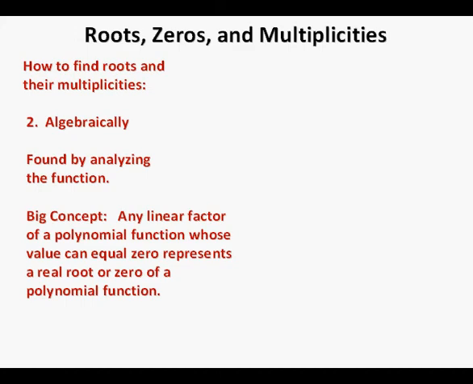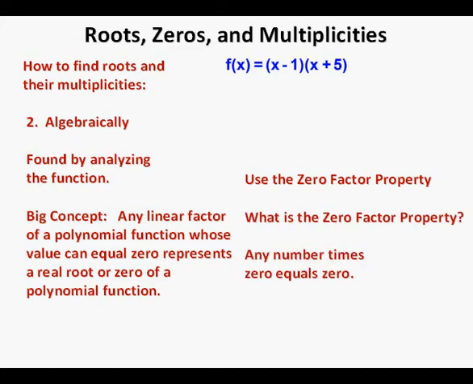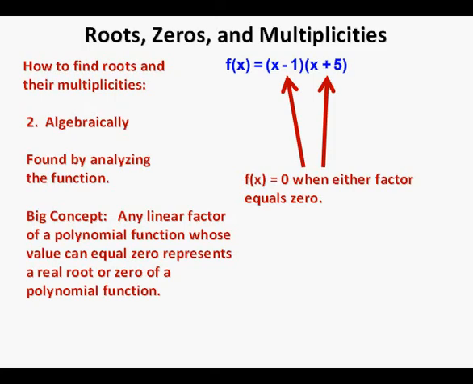Let's look at this function, f of x equals quantity x minus 1 times quantity x plus 5. To find the roots or zeros of this function, we can use the zero factor property of algebra. And what is the zero factor property? It's really as simple as this: anything times 0 equals 0. So that means that this function has a value of 0 when either of these two factors, either x minus 1 or x plus 5, is equal to 0.